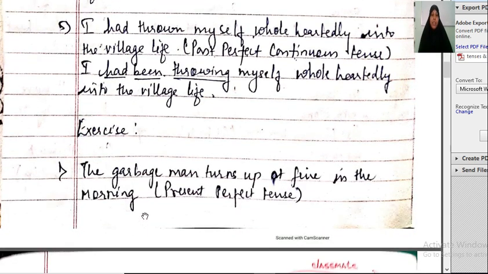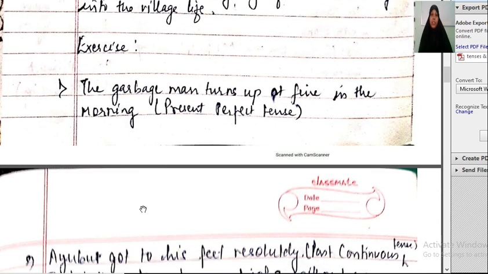Understood? Now the other way the question can be asked is to change the entire sentence. See, the question is given in brackets, in which tense we have to transform. The first sentence: the garbage man turns up at 5 in the morning. You have to change it into present perfect. Present perfect means what? Has or have before the verb.